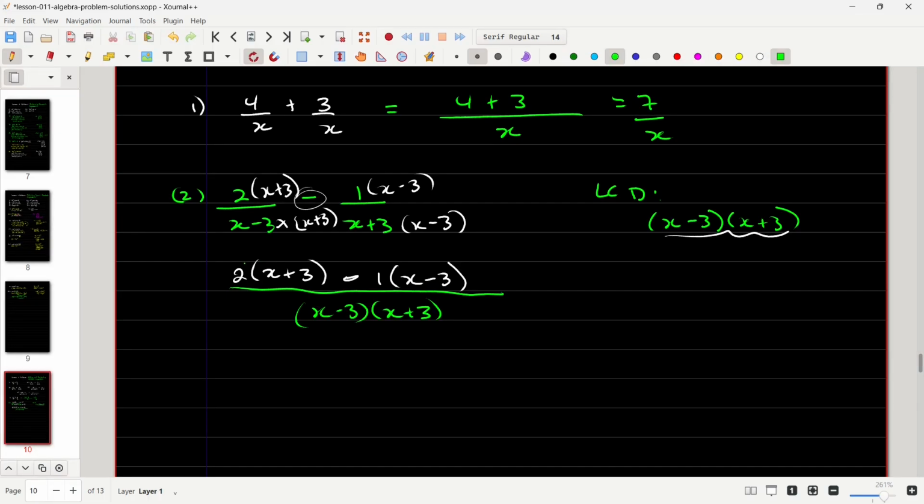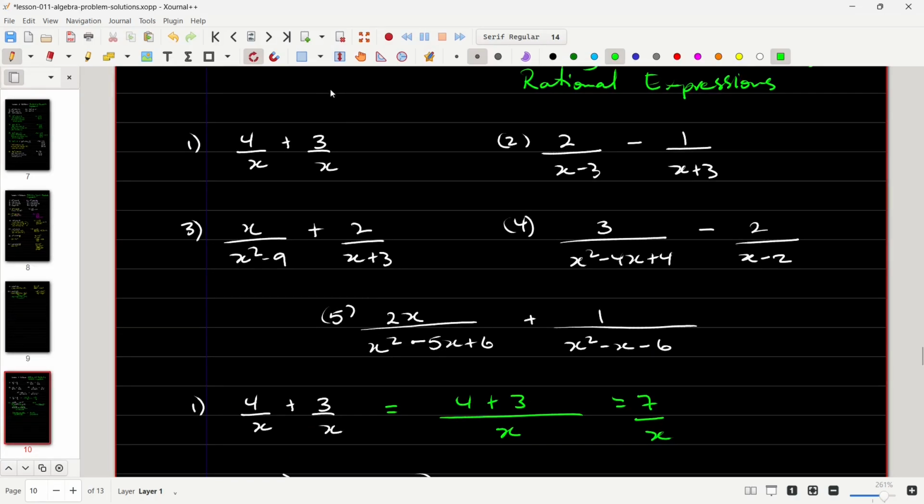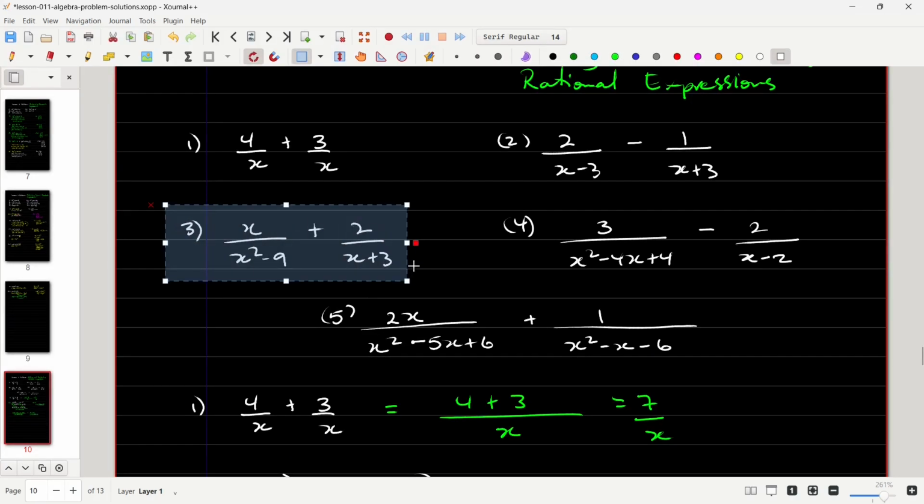So using the distributive law, I'm going to expand these. I'm going to have here 2x plus 6 minus x plus 3. And notice I'm not even bothering to write out those signs anymore. I'm doing them mentally now, so you can start working with them mentally by now. And then you have x minus 3 into x plus 3. And we're going to get x plus 9 over x minus 3 into x plus 3. So that's our answer. Let's go on to number 3. Number 3 is this one here.